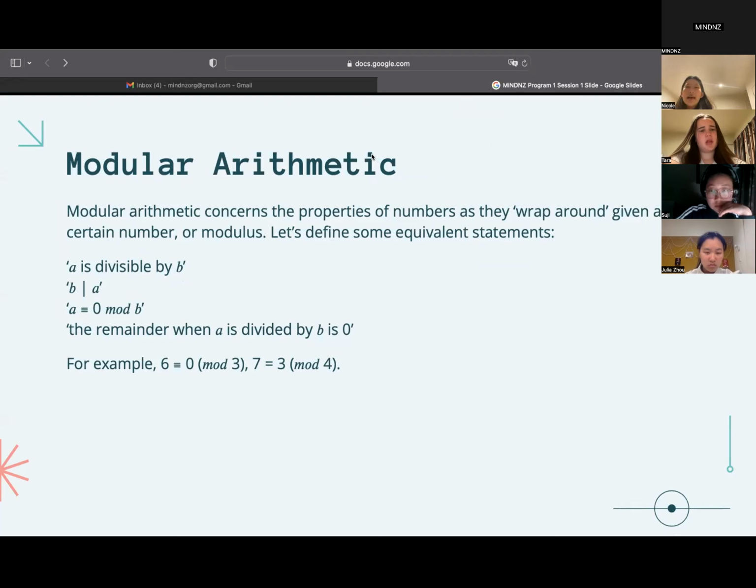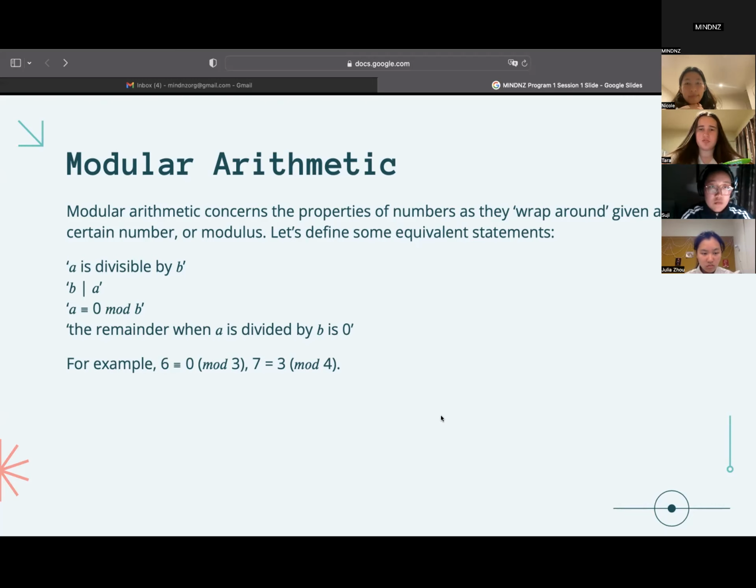So, modular arithmetic. This is where we get a bit more technical, but I think it's not too hard to understand because we already have the fundamental knowledge that is required. Modular arithmetic concerns the properties of numbers as they wrap around given a certain number, or a modulus. Wrap around is a bit hard to understand, but let's define some equivalent statements.